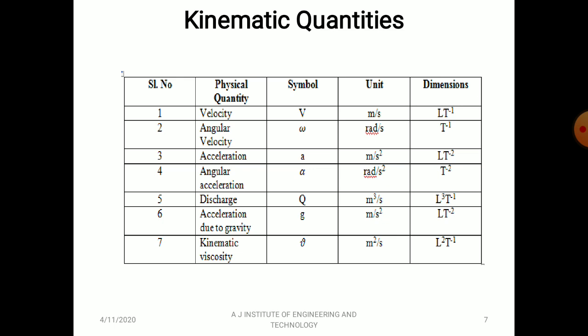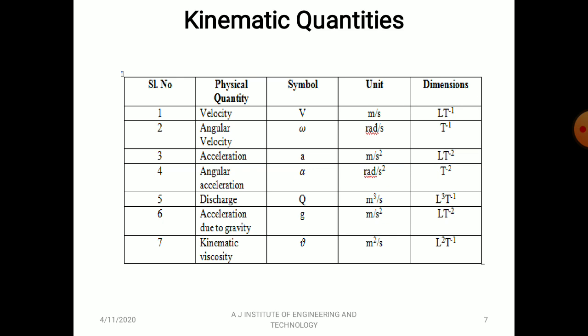Then angular velocity, that is represented by omega, unit is radian per second. Radian has no dimension or unit, so dimension becomes T to the power minus 1. Acceleration, that is represented by small letter a, unit is meter per second square, so dimension is L T to the power minus 2. Angular acceleration, that is represented by symbol alpha, unit is radian per second square. Again, radian has no dimension or unit, so dimension becomes T to the power minus 2.